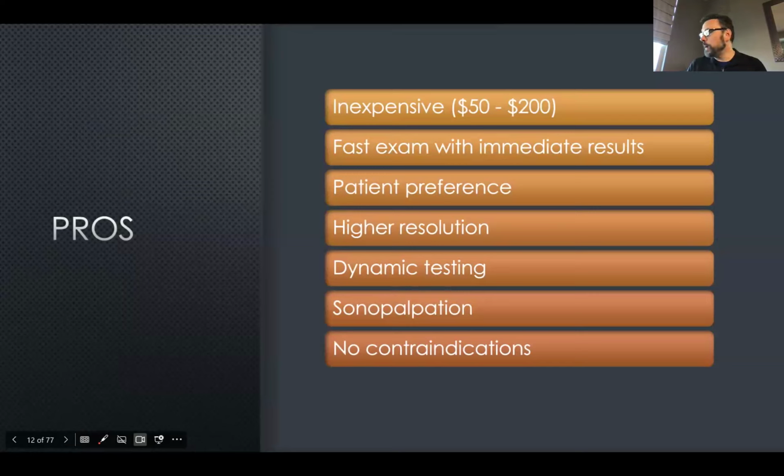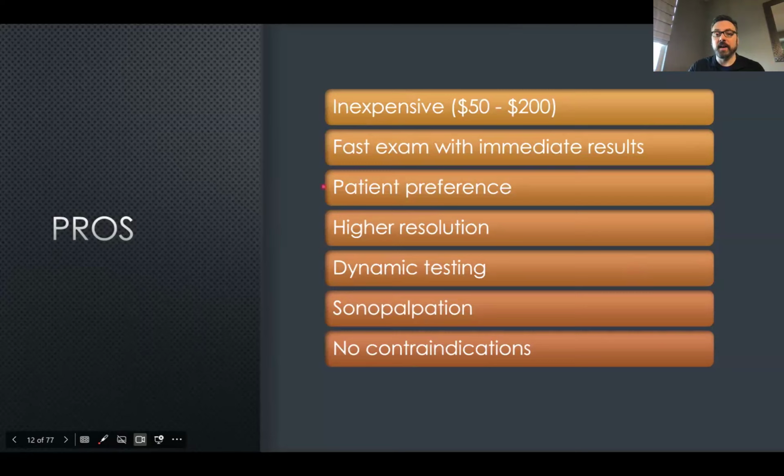But from a patient standpoint, it is inexpensive. I think reimbursement for an MSK ultrasound scan is anywhere in the neighborhood of 60 to $100, is what I've heard insurance is really reimbursing nowadays. It's a fast exam, you get immediate results. Patient preference is actually very, very high with ultrasound.